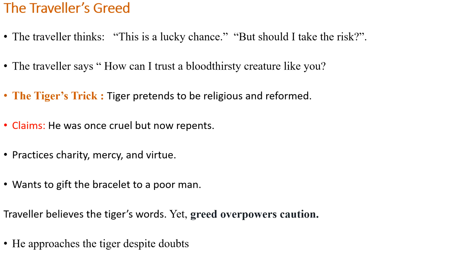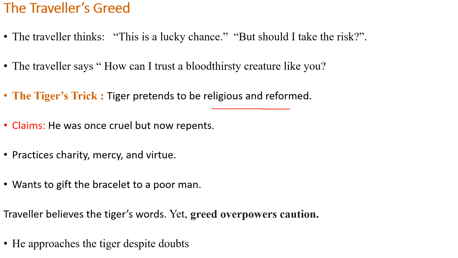But the traveler doubts how he can trust a bloodthirsty creature like a tiger. Here the tiger pretends to be religious and reformed. The tiger claims that he was once cruel but now repents. When he was young, he killed many cows, Brahmins and men. In revenge, his sons were killed and his wife also died.